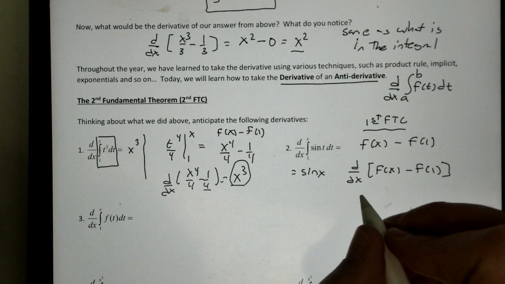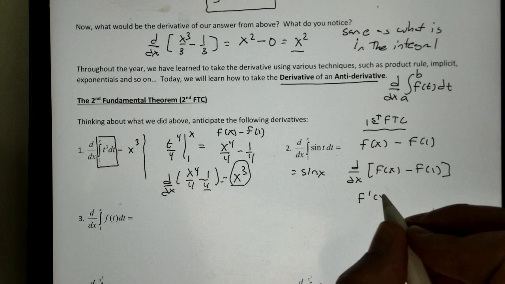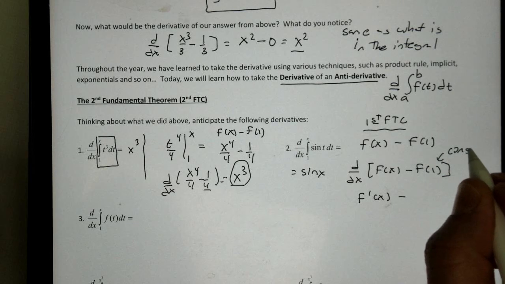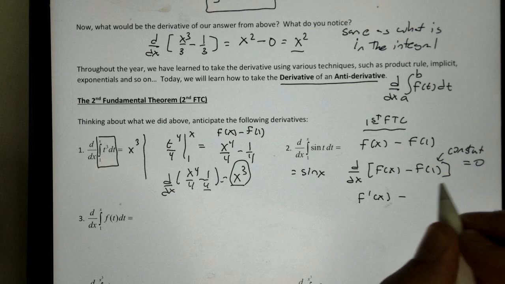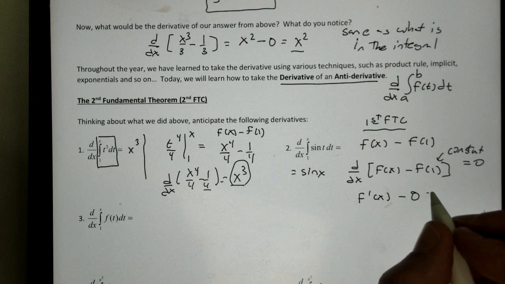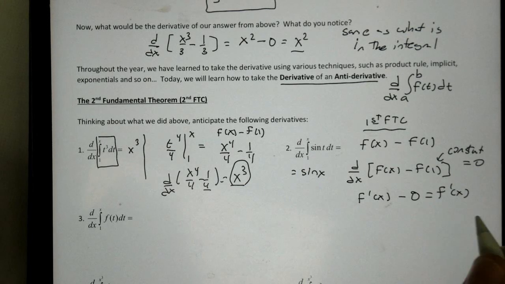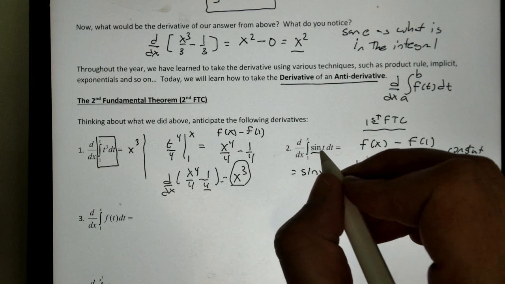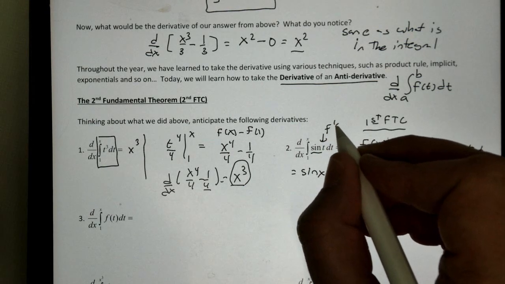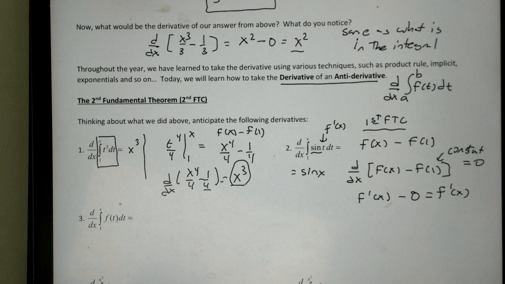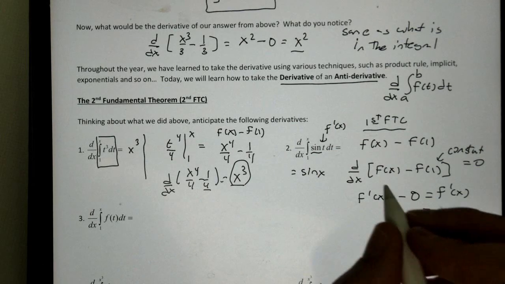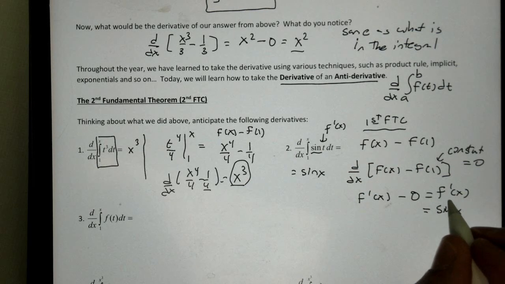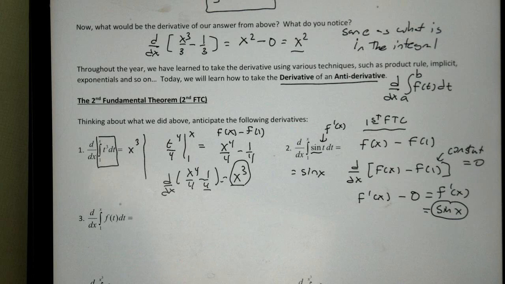So we get f of x minus f of 1. Well, if I take the derivative, this is just going to give me f prime of x minus, well, this is just a constant, so therefore that's 0. So we're left with just f prime of x, which you may recall from an earlier video is my derivative. That is my f prime of x. So what's that going to give me? Just exactly what I got back. Sine of x. I just replaced my t's with x's.